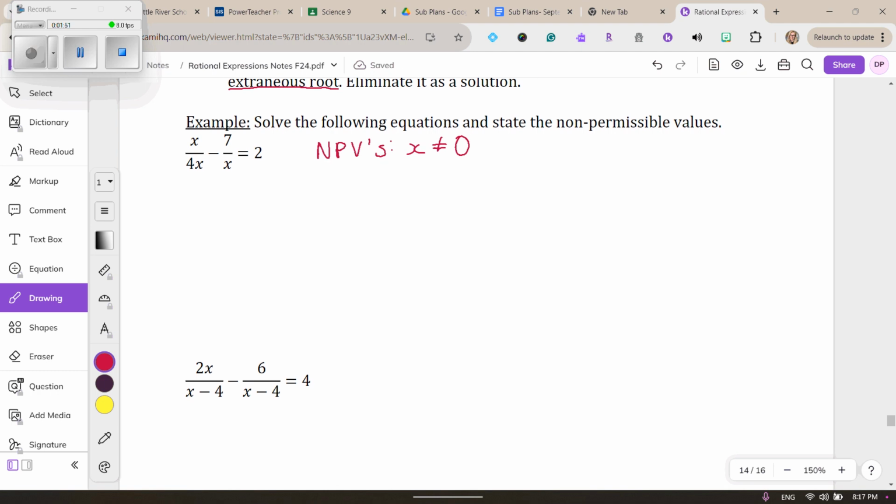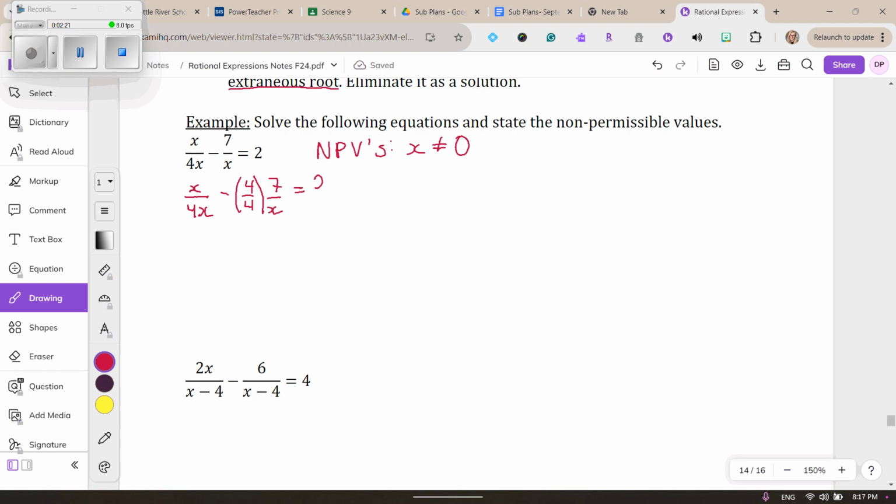Next, we are going to find a common denominator. So my common denominator here is going to be 4x. I need to get a 4x on the bottom of every single piece of this puzzle. So I need to get a 4x on the first fraction. Lucky for me, I already have it. I need to get a 4x on the second fraction. So in order to get that, I'm going to multiply by 4 over 4, just like we did with adding and subtracting.